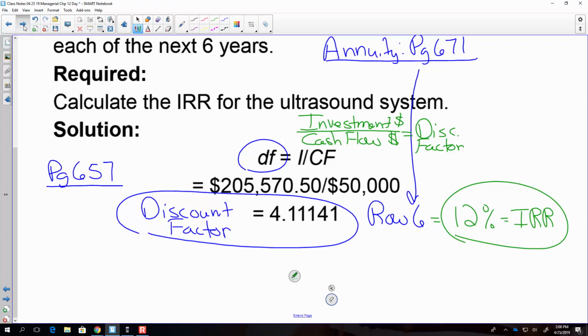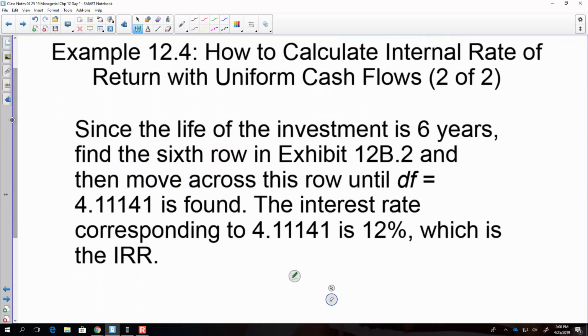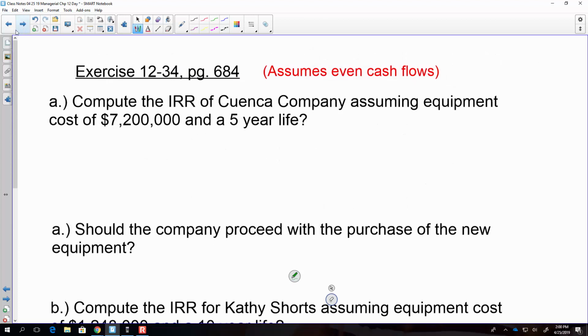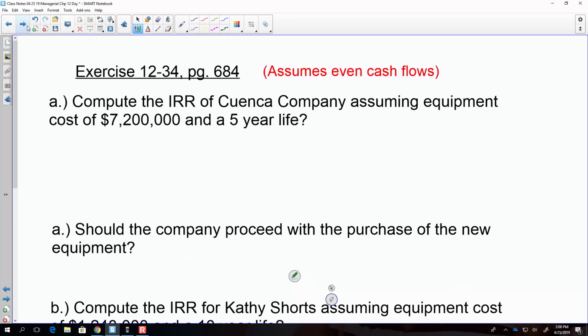You can do it non-uniform, but we're going to use our calculator for those. So let's try the internal rate of return computation here using exercise 34, page 684.